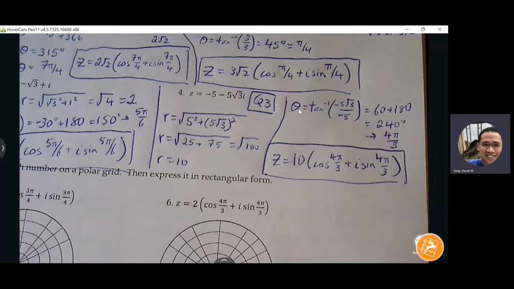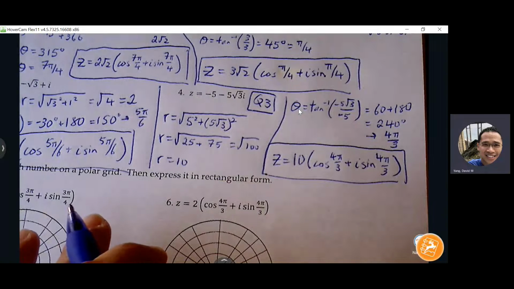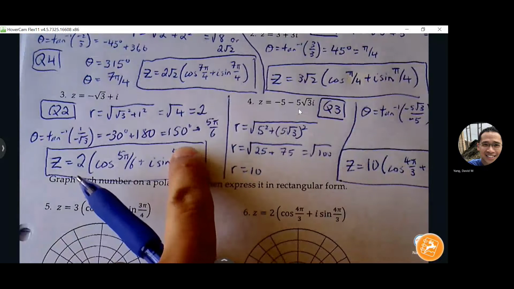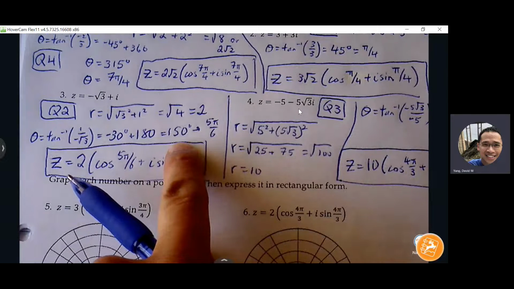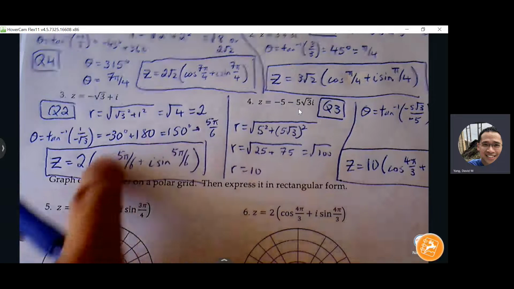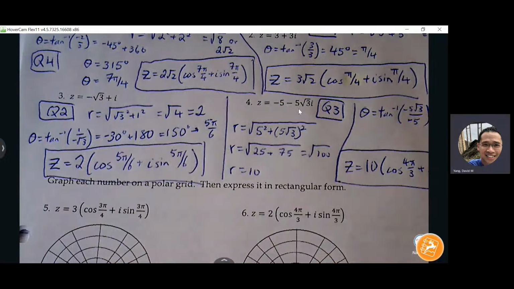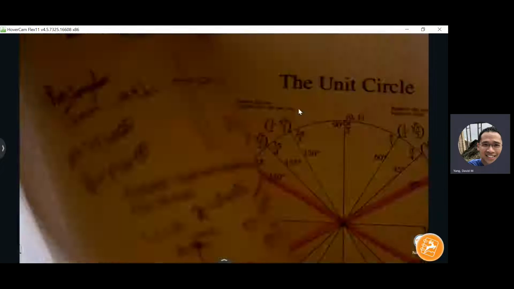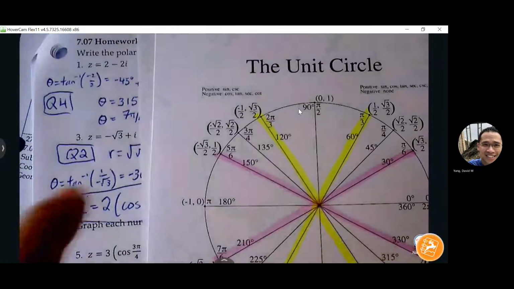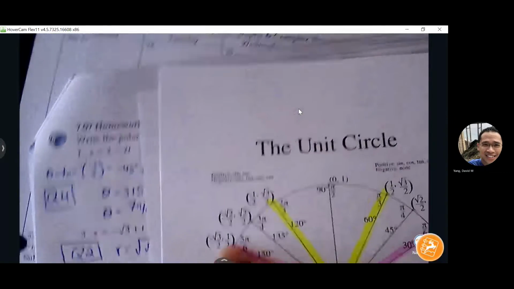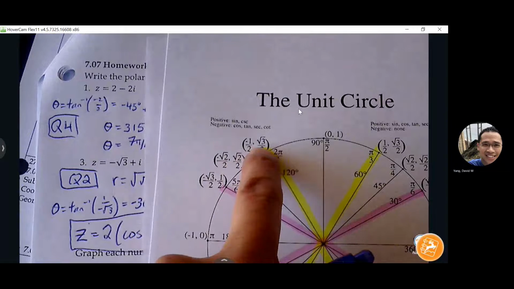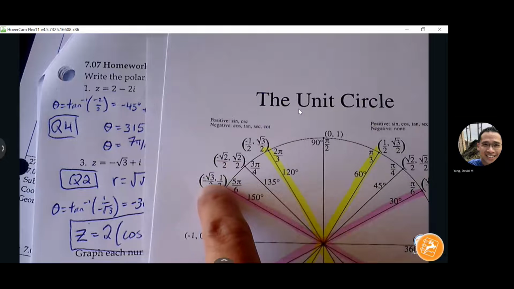Why wouldn't 2π/3 be your theta value? So you do it the unit circle way, isn't the inverse tangent of -1/√3 π/3? Well, it's sine over cosine. So it's y over x.